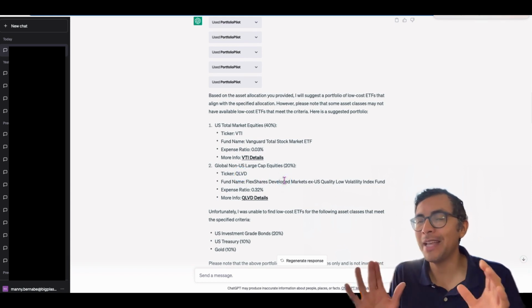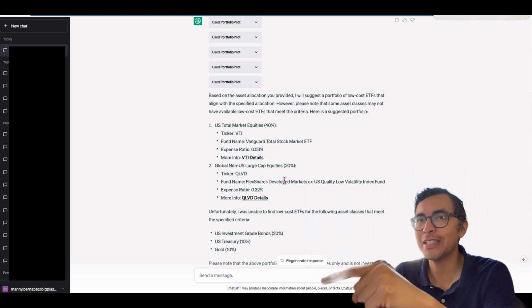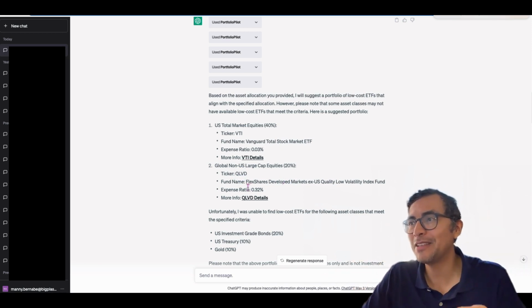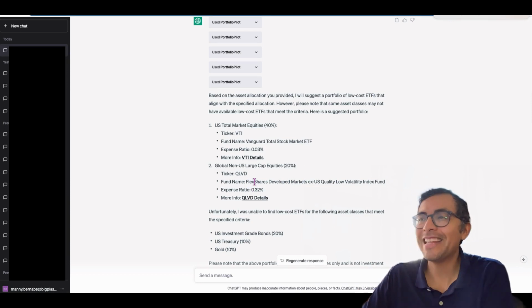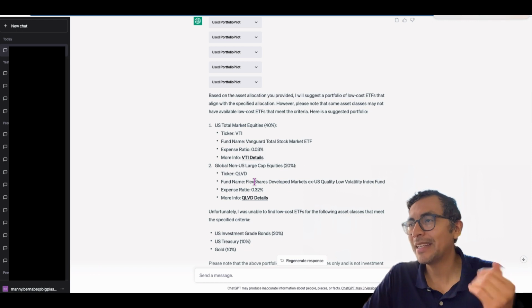Incidentally, this is totally by happenstance, but I helped construct this suite of ETFs back in my investment management days, the FlexShares suite of ETFs. Go check them out. Shameless plug there. So that's really neat that it recommended this fund that I helped put together back in my finance days.